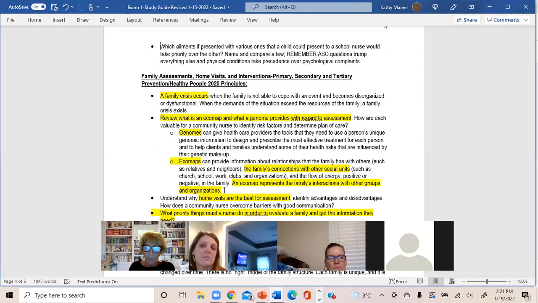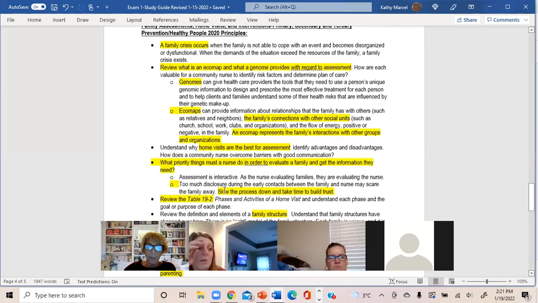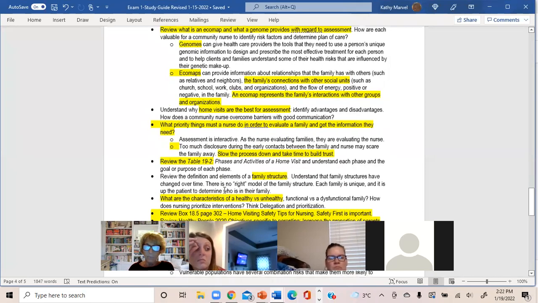Right? Does that make sense? So that's an important part of family assessment as well. Okay, what priority things must a nurse do in order to evaluate the family?